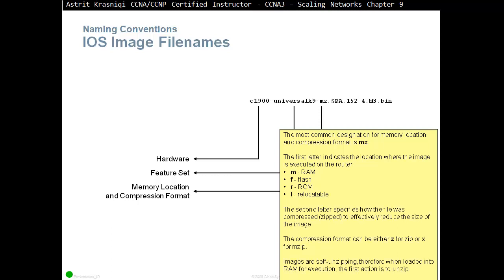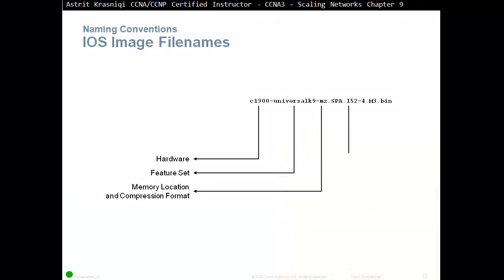The second letter specifies how the file was compressed, zipped, to effectively reduce the size of the image. The compression format can be either Z or X, so Z for zip or X for mzip. Images are self-unzipping, therefore, when loaded into RAM for execution, the first action is to unzip. Then the major release. This SPA here is a valid signature from Cisco.